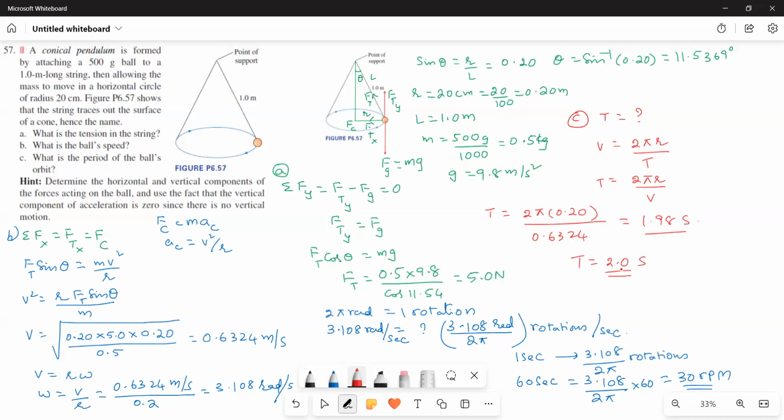Okay, so these are the answers for the question here. 5 newtons is the first bit, this is the second bit, and this is the third bit. Okay, for this it is the 30 rotations per minute. We just have to convert the meters per second to rotations per minute using the formula V is equal to R omega. Okay, so in this question, first you have to identify the forces, and then after identifying the forces, you have to draw the free body diagram, and then you have to equate them. Okay. And then the rest of the things are just plugging in the values.